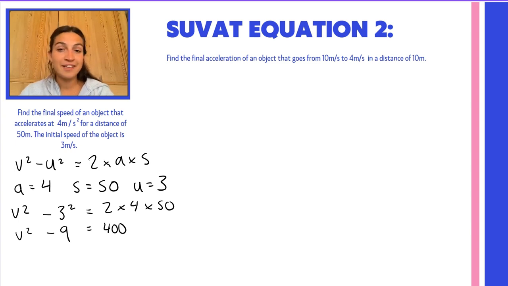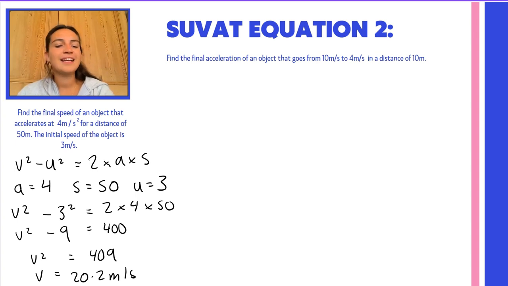Then to get that V squared alone, I need to add 9 to both sides. And then to get it as V, I just need to square root that 409. So that is 20.2 meters per second.